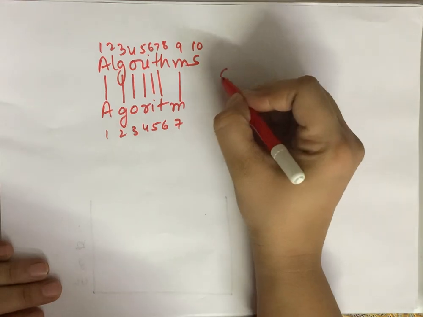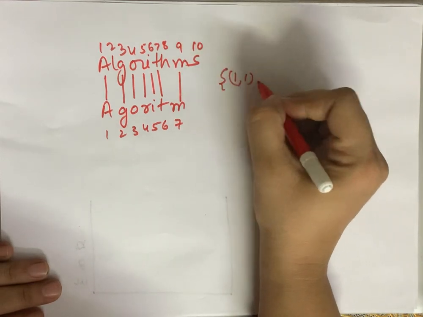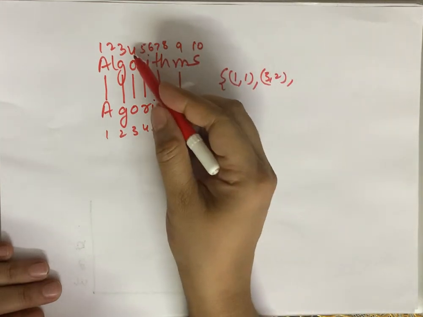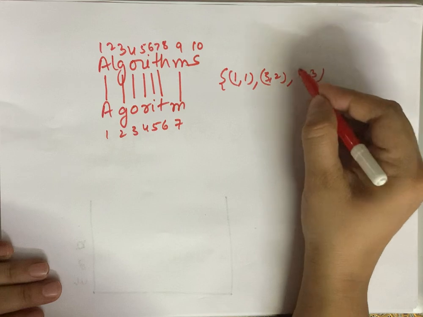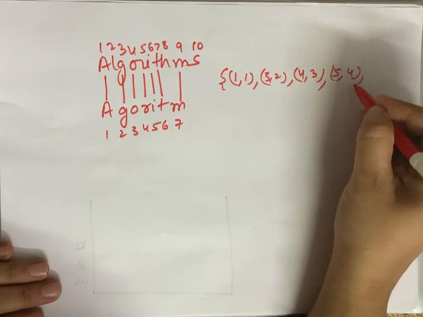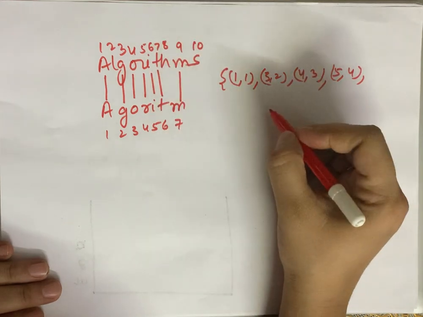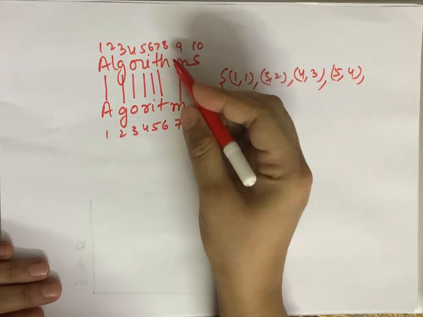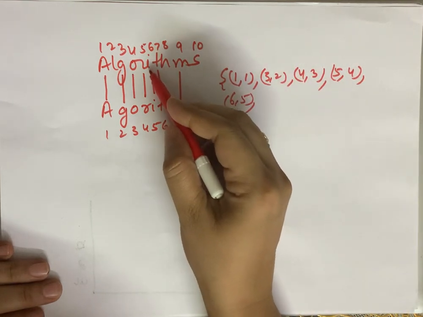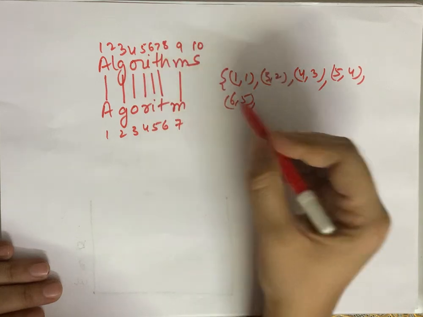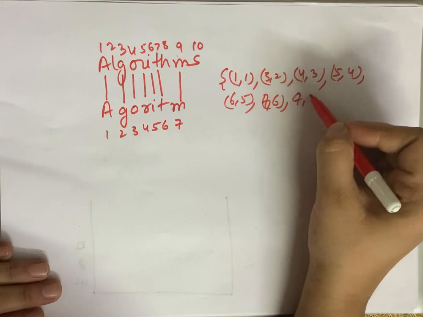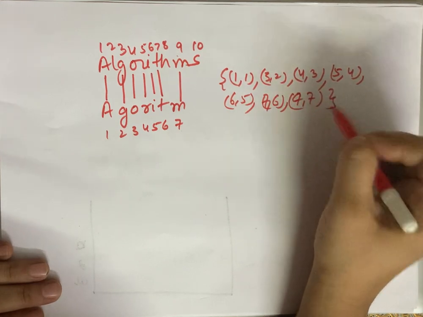So the matching is 1, 1. Then I am having 3 with 2. Then I am having 4 with 3. Then 5 with 4. Then 6 with 5, 7 with 6, and 9 with 7, right? This is another probable matching.